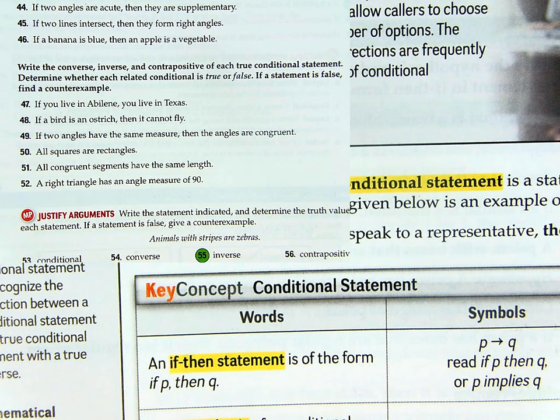All right, so let's do the contrapositive, because it will also be true. You don't live in Abilene, you don't live in Texas. You don't live in Texas, you don't live in Abilene. If you don't live in Texas, then you don't live in Abilene.